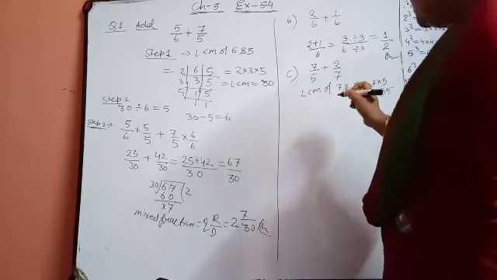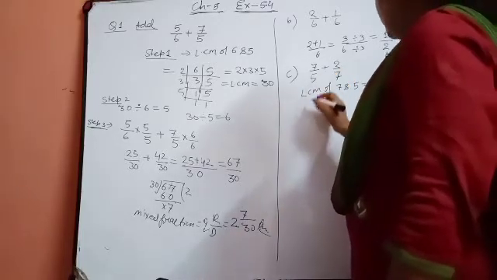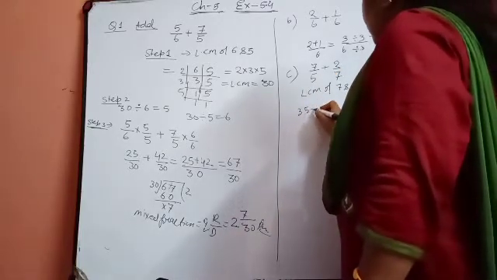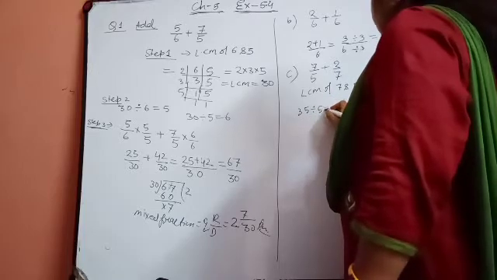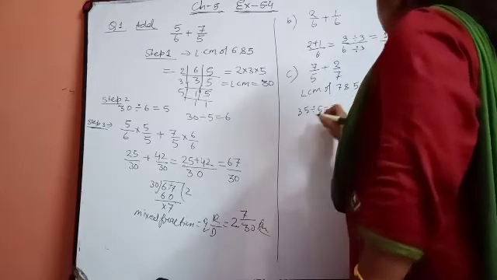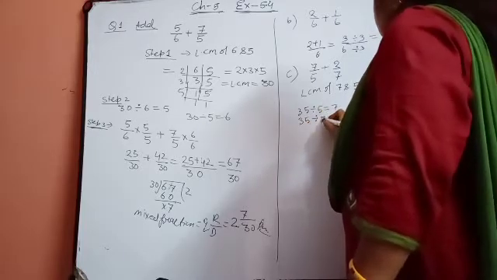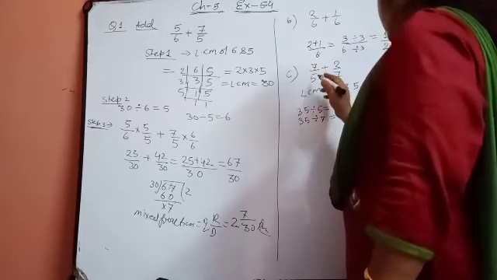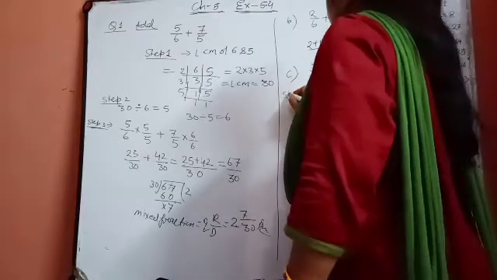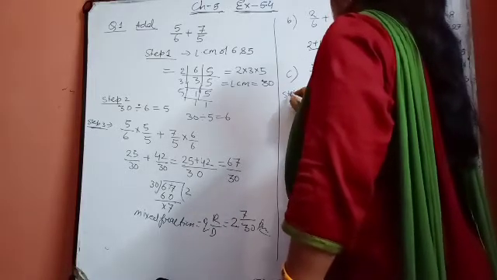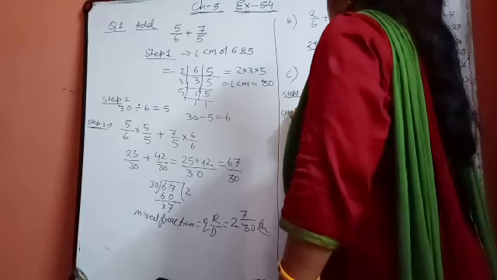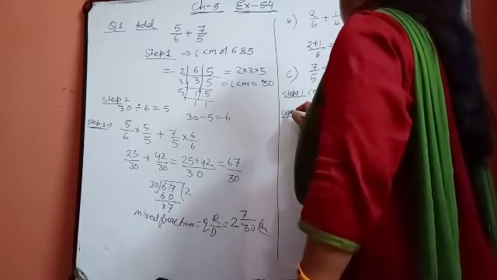Now this LCM will be divided by which one? 5. It means 35 divided by 5. What will come? 7. And in the second case, 35 divided by 7. What will come? 5. It is step 1 and step 2.